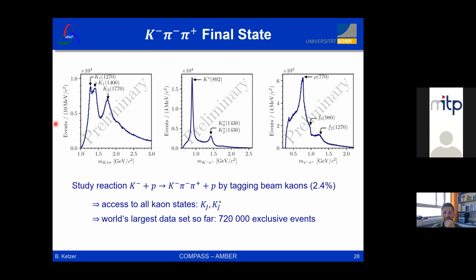You see the invariant mass distribution of the 3 particles shown on the left here, and then the invariant masses of the neutral isobars. And well, there are clear peaks which probably can be attributed to these particles here, but then of course it needs an amplitude analysis to really see the resonant structures here. So this is the world's largest data set on these states so far, with about 720,000 exclusive events, and we plan to exceed that by a factor of 5 or something like that with AMBER.